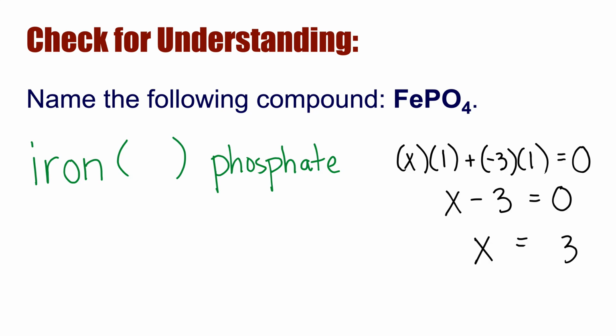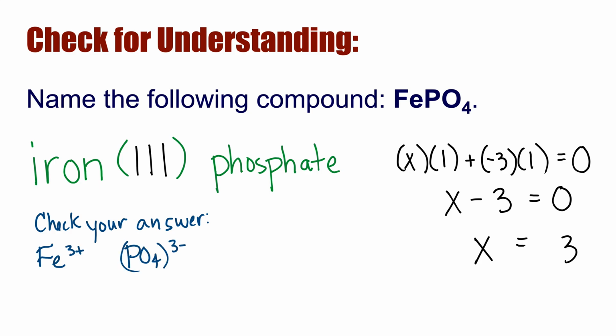I get X is equal to 3. I plug that 3 in the parentheses, and I get iron(III) phosphate. Always check your answer. Make sure that name makes sense. So what I would do is go through, do the crisscrossing, and produce a formula. Make sure that formula matches the initial formula you were given to solve.